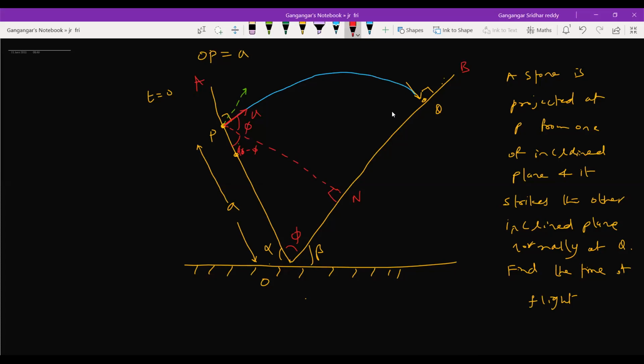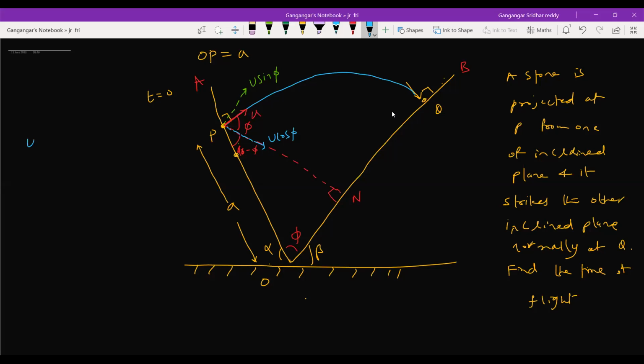So what is this component now? U sine phi, shall I write? What about the other component? The other component will be U cos phi. U sine phi will be parallel to the inclined plane OB. I resolved it. And it will strike normally, no? It doesn't appear, so I just made a diagram like that.